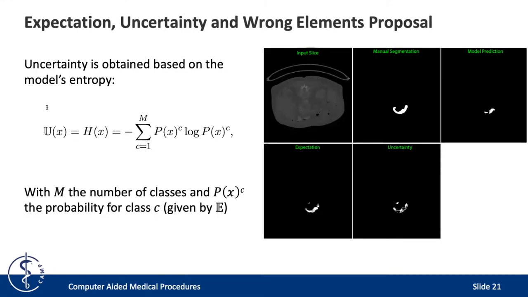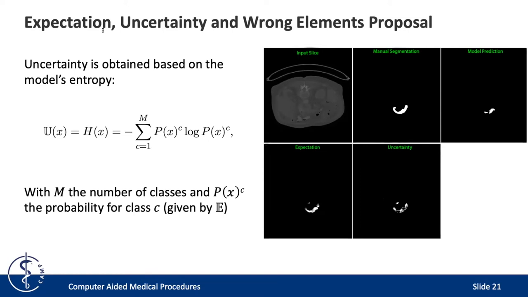Taking this formula, we obtain an uncertainty map, an image that highlights the elements where the model has more or less confidence regarding the predictions. As we can see here, we have some examples of this uncertainty analysis process.